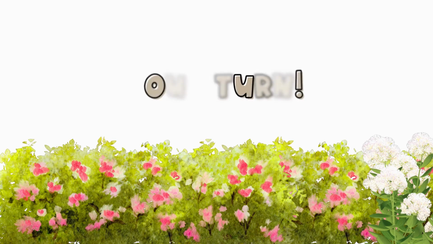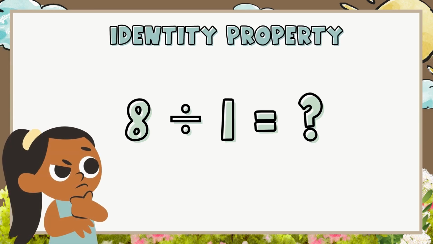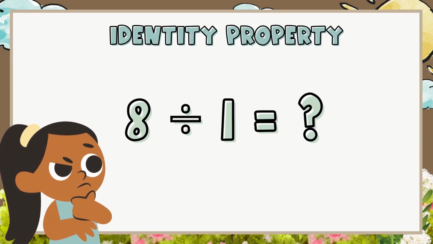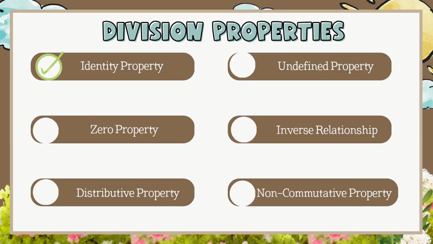Now it's your turn. Can you take a guess as to what 8 divided by 1 would be? Use what you learned about identity property. That's right. 8 divided by 1 is 8. The rule states that any number divided by 1 stays the same. That is identity property. Let's move on.